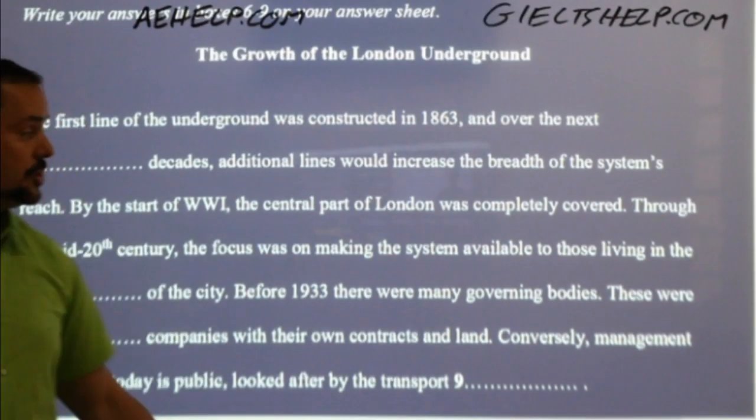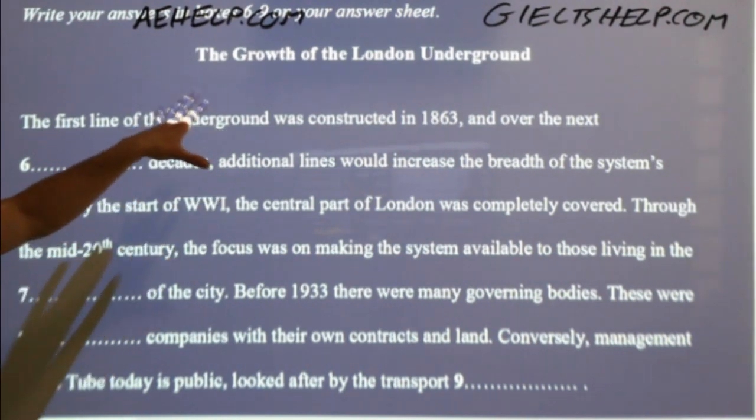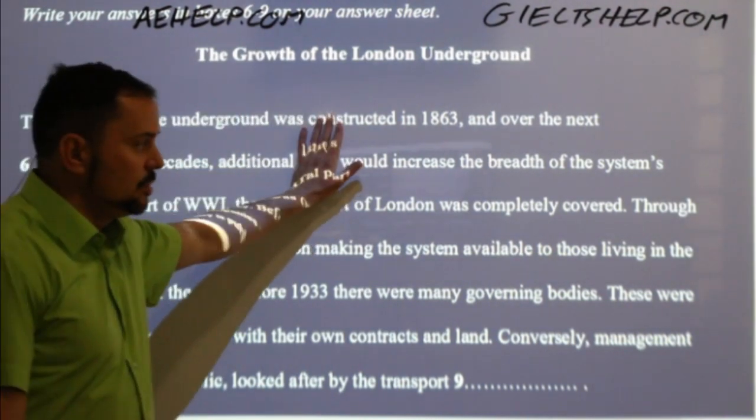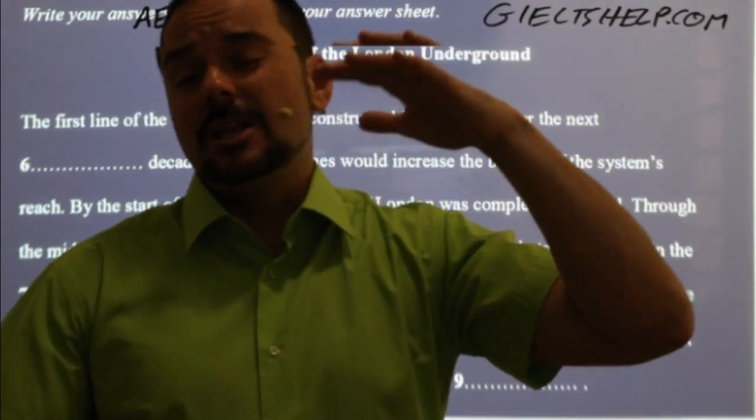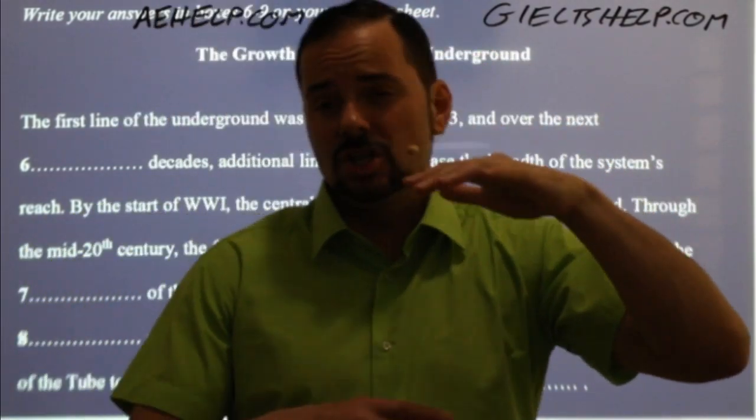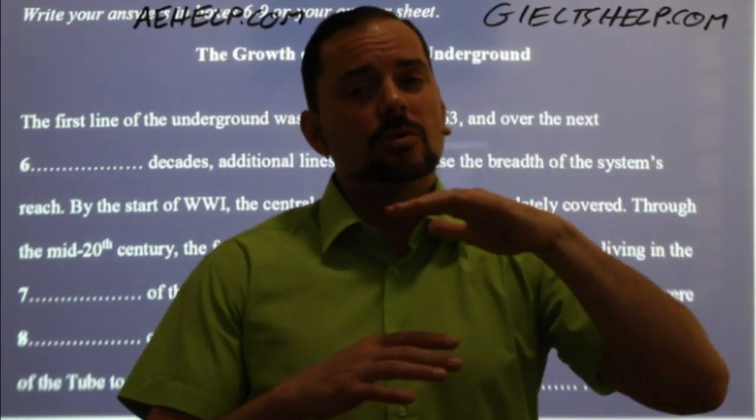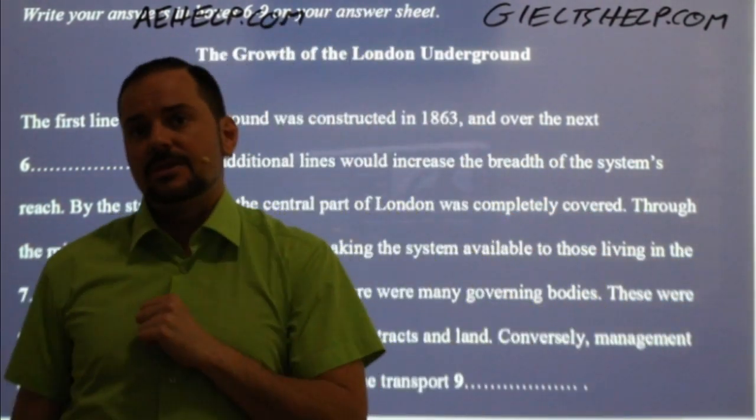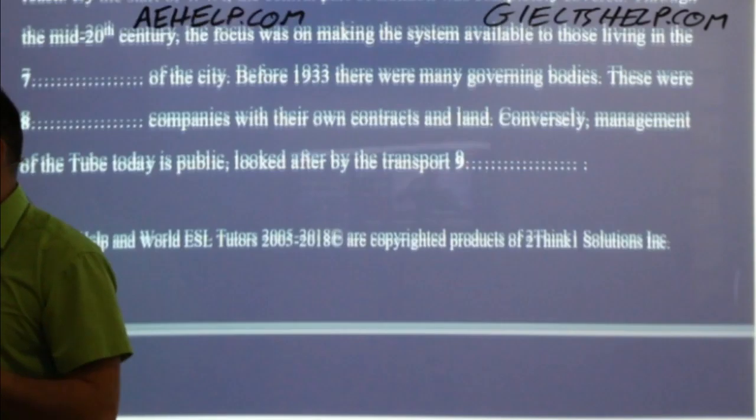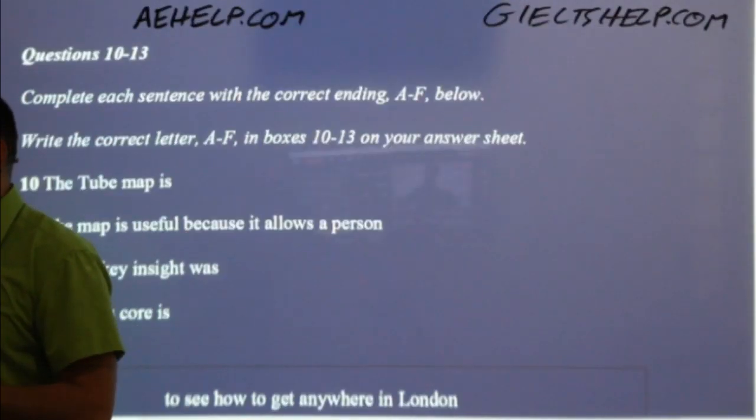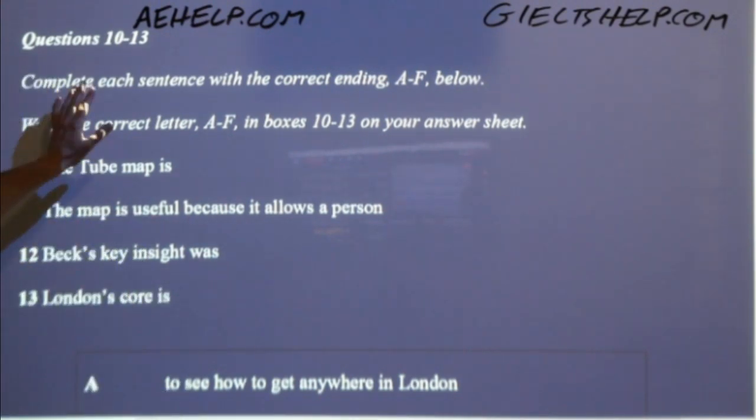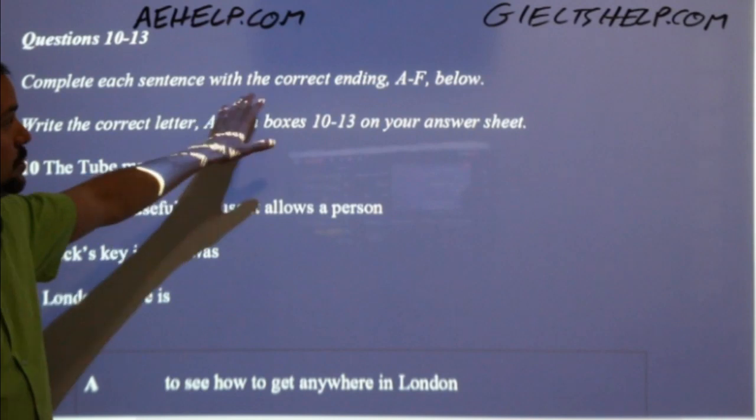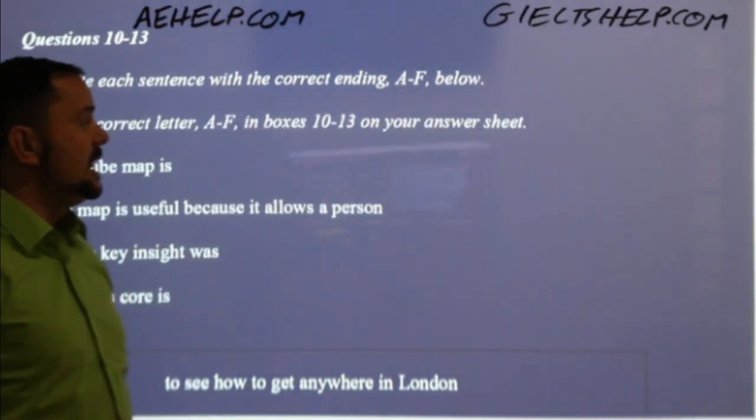All right. Now, careful with trying to search for answers for these, because some of these summary completion questions have information from the whole passage. So then you're stuck searching the whole passage, and that can be really slow. So you have to be very careful with that. Okay? So skimming, scanning are not effective strategies for high band scores. Now here we have complete each sentence with the correct ending A to F below.